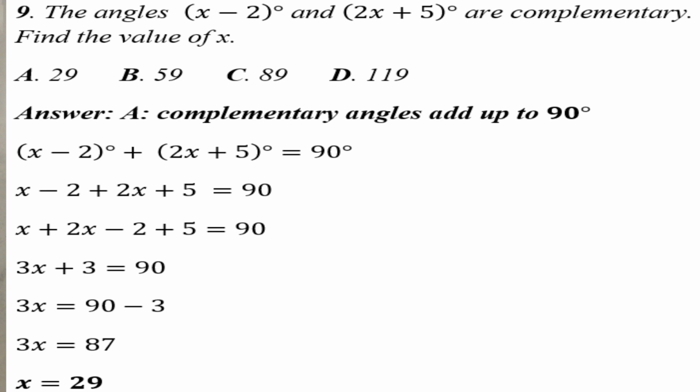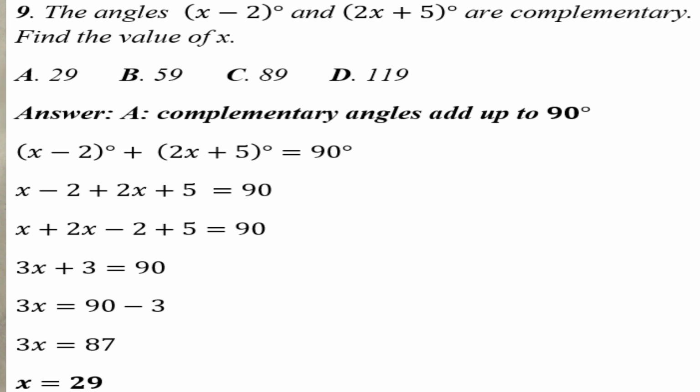Here we are going to add x plus 2x, and here we have a minus. So x plus 2x, and then minus 2 plus 5 is equal to 90 degrees. So in this case we are going to have 3x plus 3 is equal to 90 degrees. I'm grouping the like terms. You can see here x plus 2x, what I'm getting is 3x, and then negative 2 plus 5, I get plus 3, and this is equal to 90 degrees.